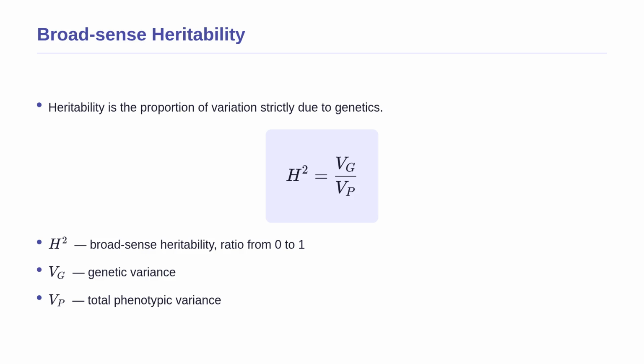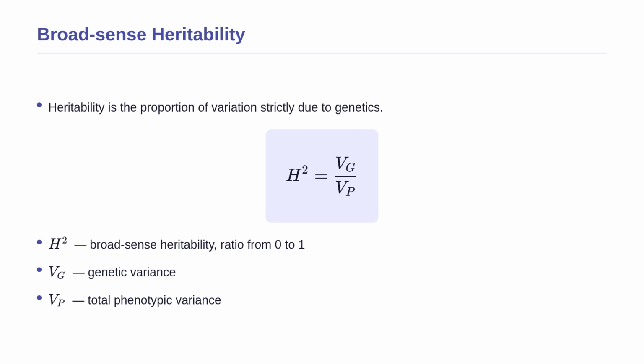Once we know how much of the variation is genetic, we can calculate a crucial value called broad sense heritability. Conceptually, this formula is asking what fraction of all the physical differences we see is strictly due to DNA. The symbol h squared represents broad sense heritability, which is always a ratio between 0 and 1. We calculate it by dividing the genetic variance, Vg, by the total phenotypic variance, Vp.